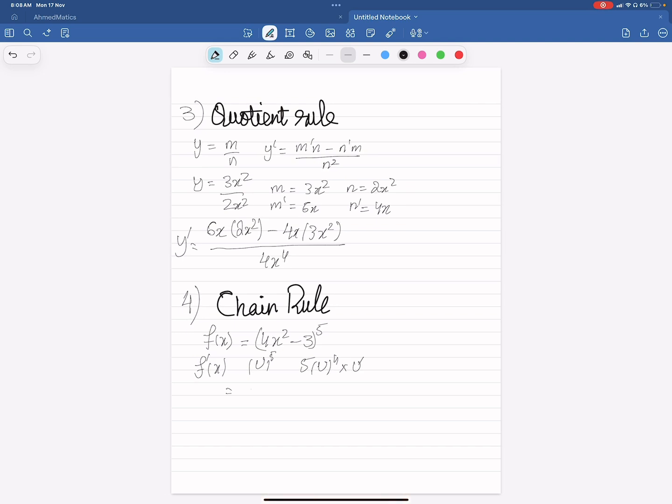So it would be 5 times (4x squared minus 3) to the power 4, multiplied by the derivative of the inside, which would be the derivative of 4x squared minus 3. It would be 2 multiplied by 4, it would be 8x. That's our final answer. That's how you do chain rule, which is quite easy.